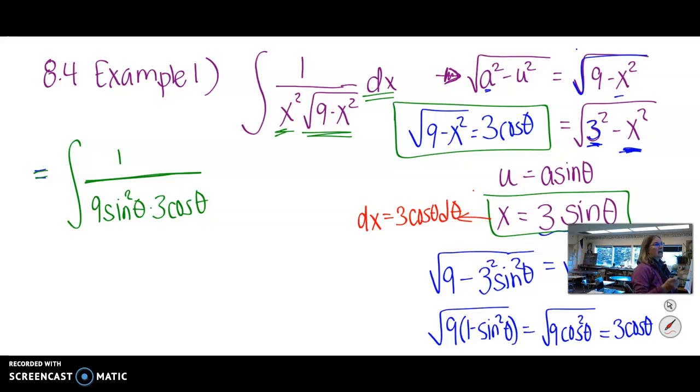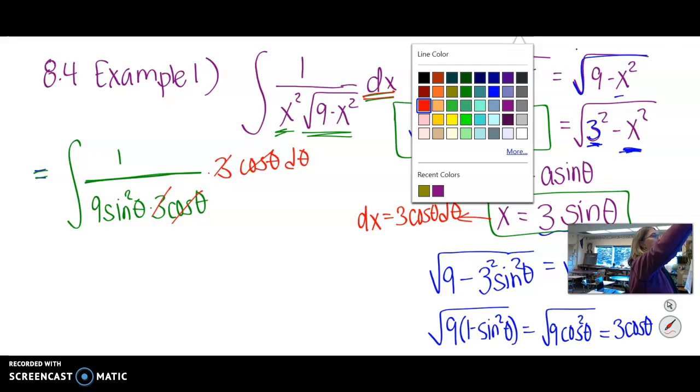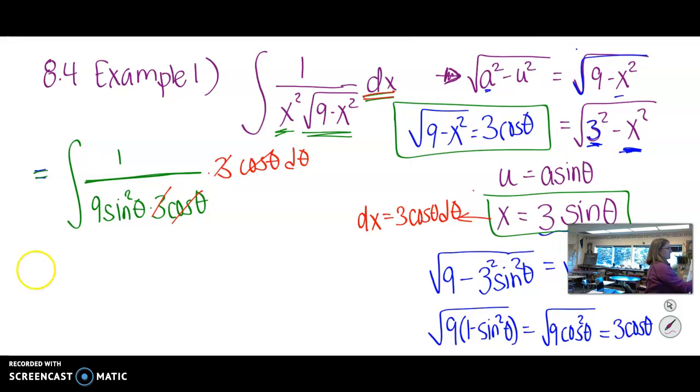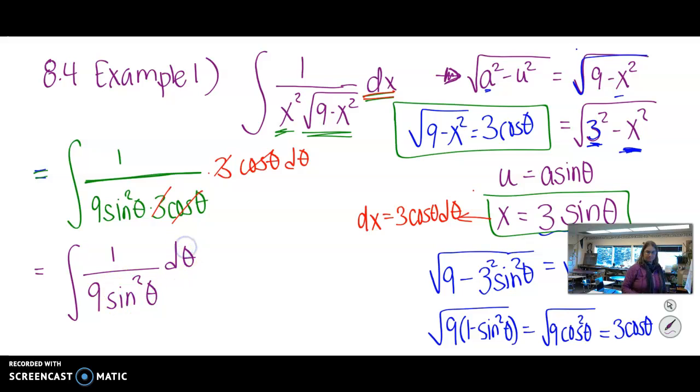So now I'm going to put that in for dx. So right here, I'm going to have 3 cosine theta d theta. And it's in the numerator. If you want to put it over 1, you can. But now if we simplify everything, the 3's cancel out, the cosine theta cancels out, and now our integrand is 1 over 9 sine squared theta d theta.